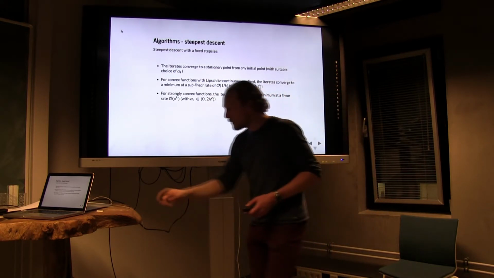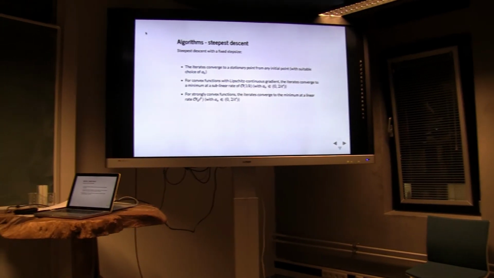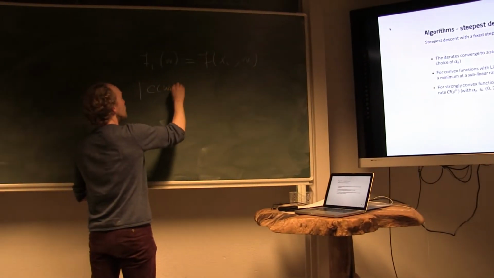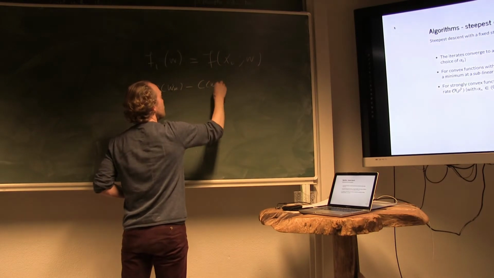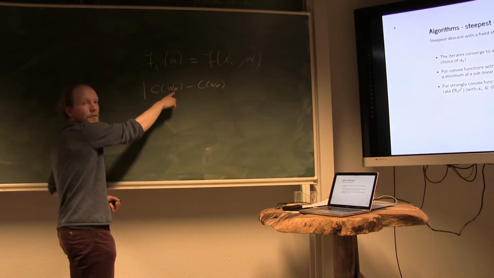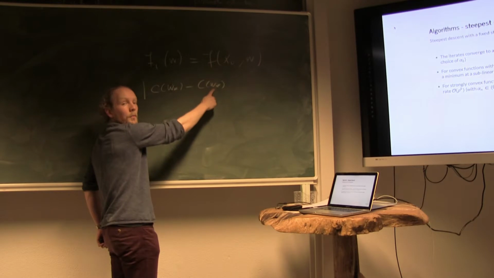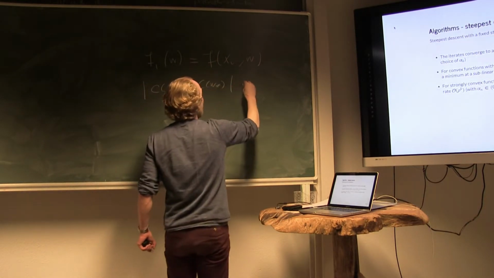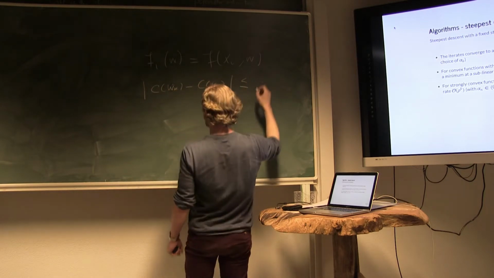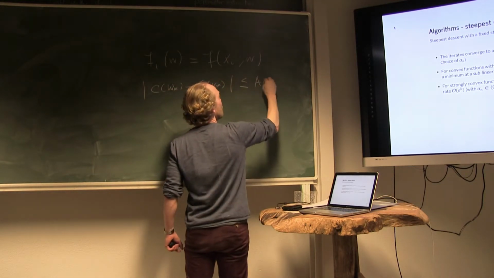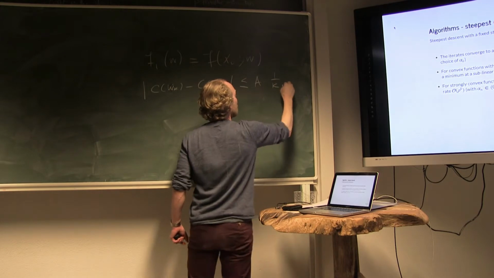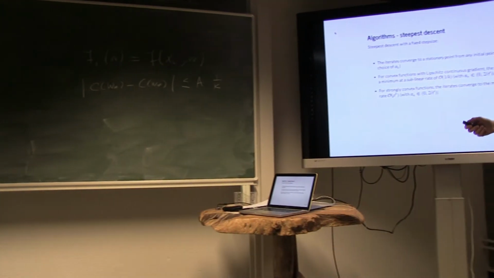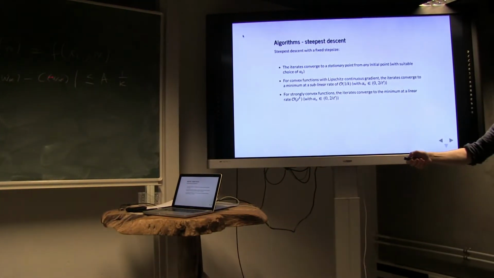So what do we mean by that? We basically mean that for the iterates, if we look at the cost function at our current iterate w_k and at the optimal point, or a minimizer, let's say, w star, then I can upper bound this by some constant that I call A for now times 1 over k. So the larger k gets, the smaller the difference gets between the iterate and the optimal point.